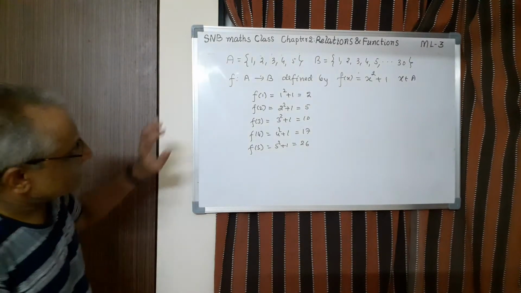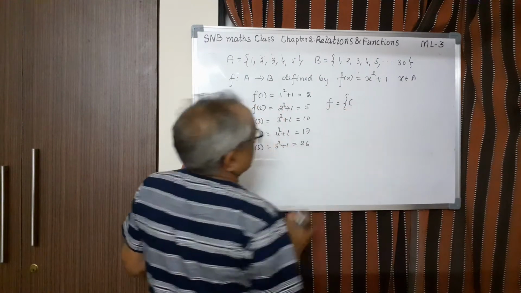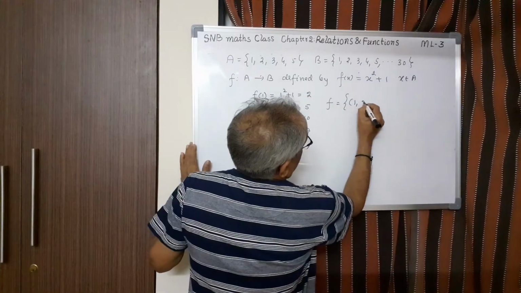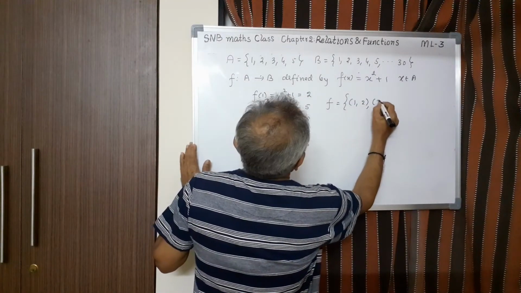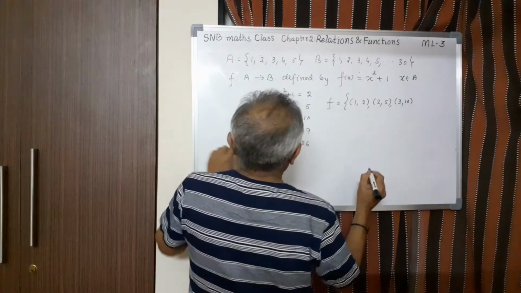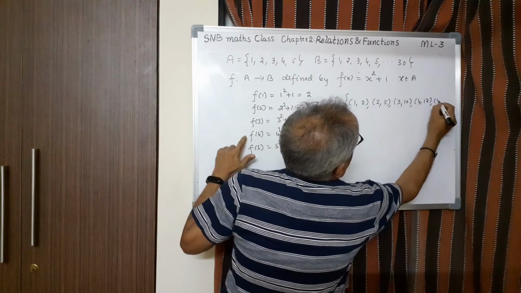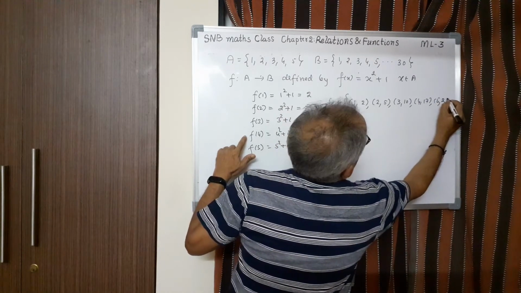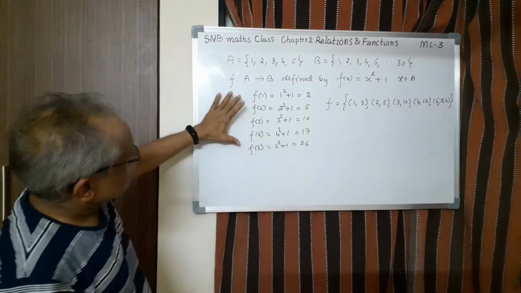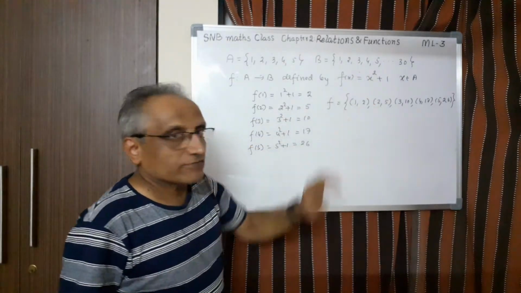So I can also write like this: f equal to, in terms of ordered pairs, we can write 1 is going to 2. So I can write this as (1, 2). Then 2 is going to 5, then 3 is going to 10, then 4 is going to 17, and 5 is going to 26. If I write like this, it is roster form. This way also you can write. And this is the rule, f of x equal to x square plus 1.